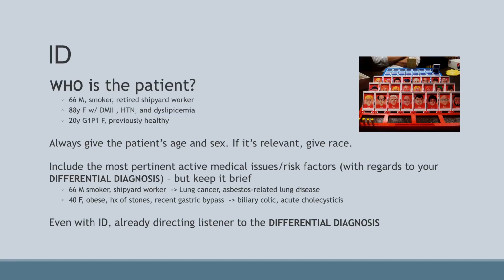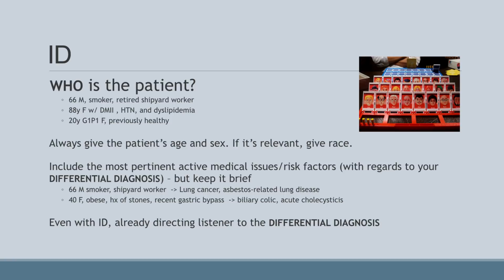So I'll give you a couple examples. This is a 66-year-old male, smoker, retired shipyard worker. Or this is an 88-year-old female with type 2 diabetes, hypertension, and dyslipidemia. Or this is a 20-year-old G1P1 pregnant female who was previously healthy.